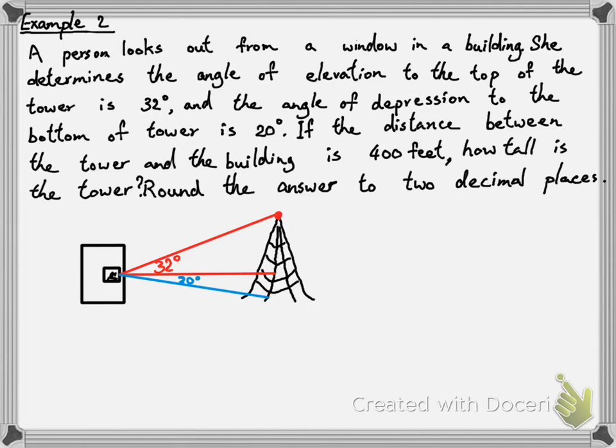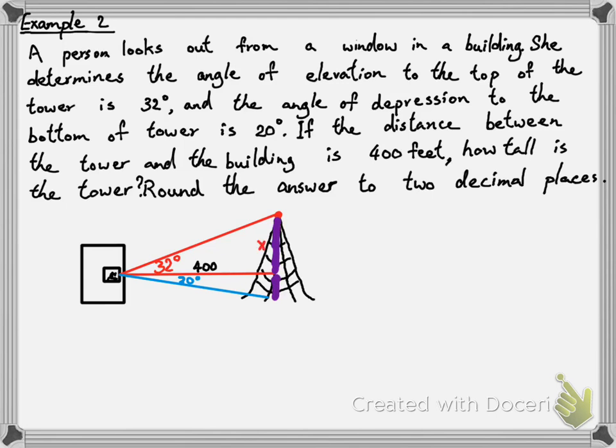Now we are going to look at the distance between the building and the tower, which is given to be 400 feet. The question is, what is the height of the tower? If we add up the height of these 2 triangles, we can find the answer.